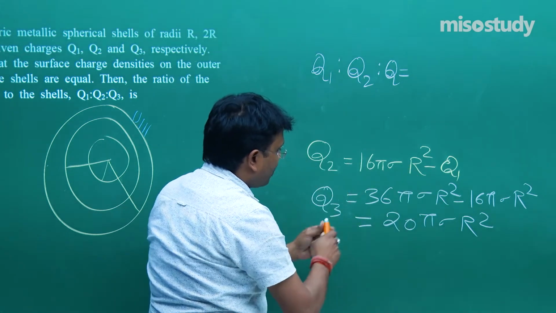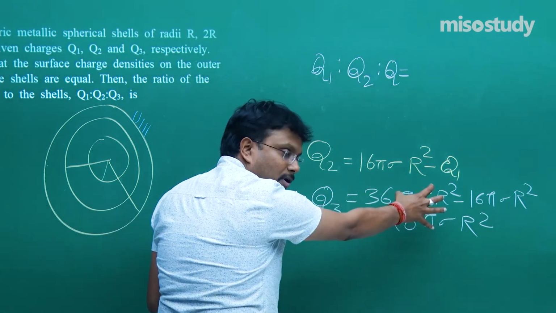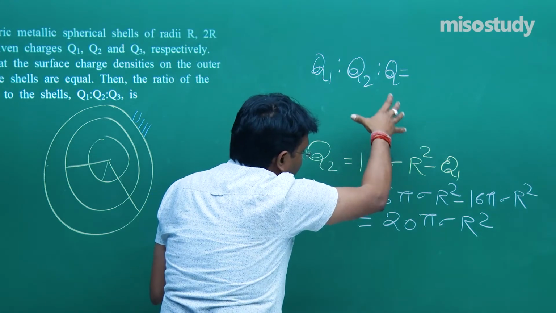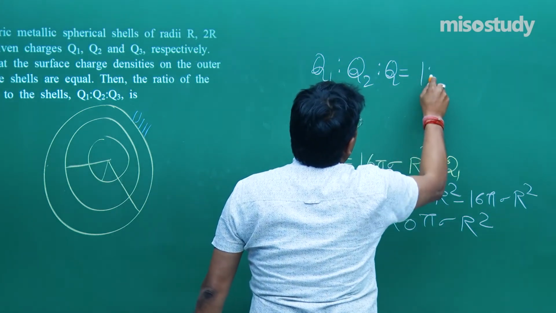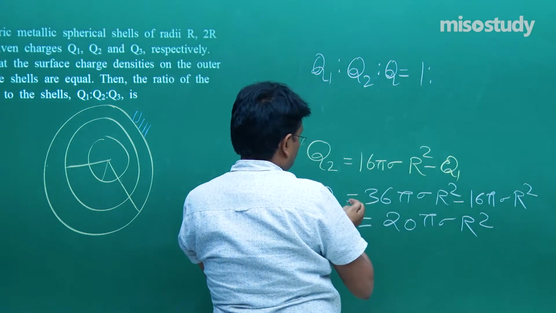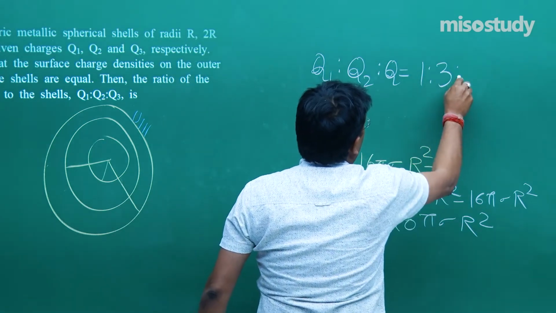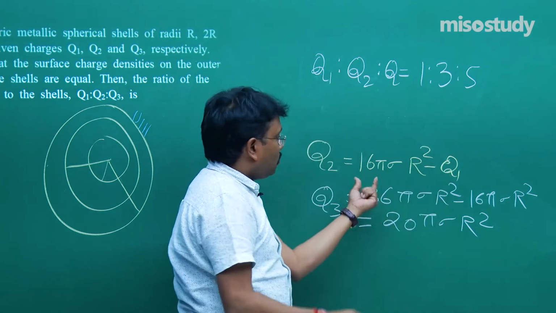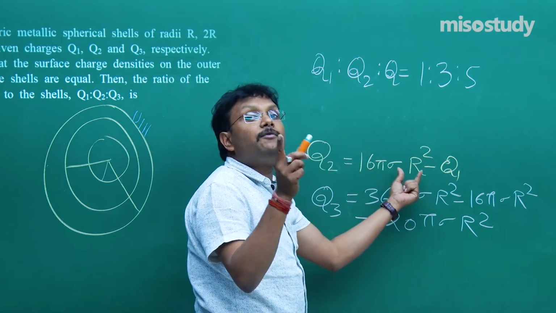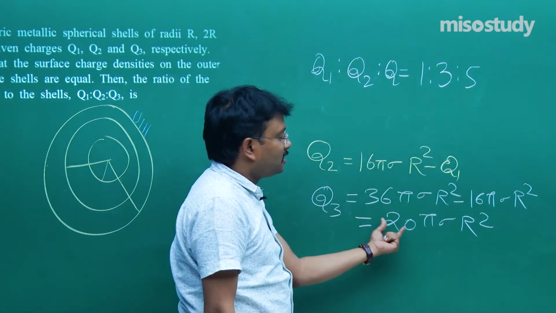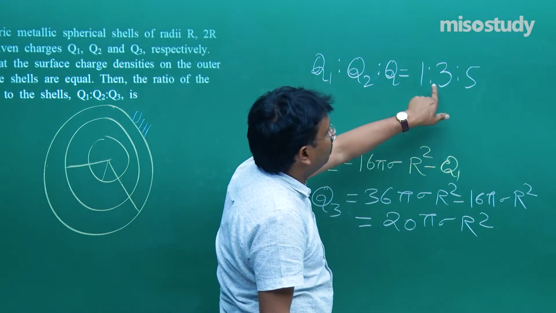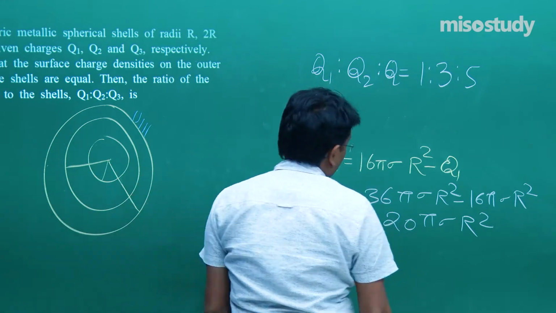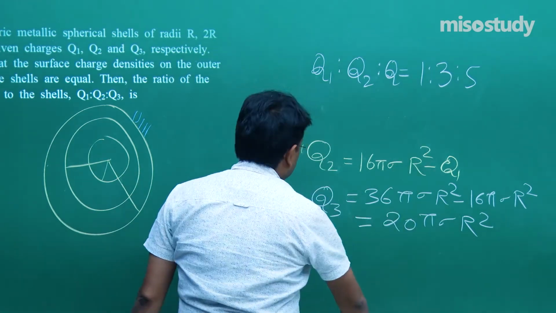Just to prove my point, I solved it over here. Otherwise it is a mere wastage of time if I solve each and every term. So it is going to be 1, 3, 5. Fine. What was the Q1 value? 4. So subtract 16 minus 4, that will give you 12. Then this is 16, this is 20. So I'll simply get 1 ratio 3 ratio 5. So the correct option is B. Fine.